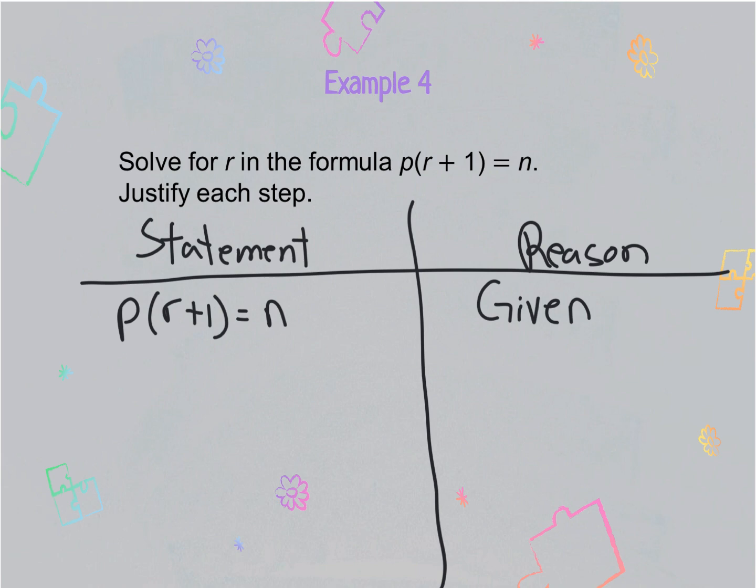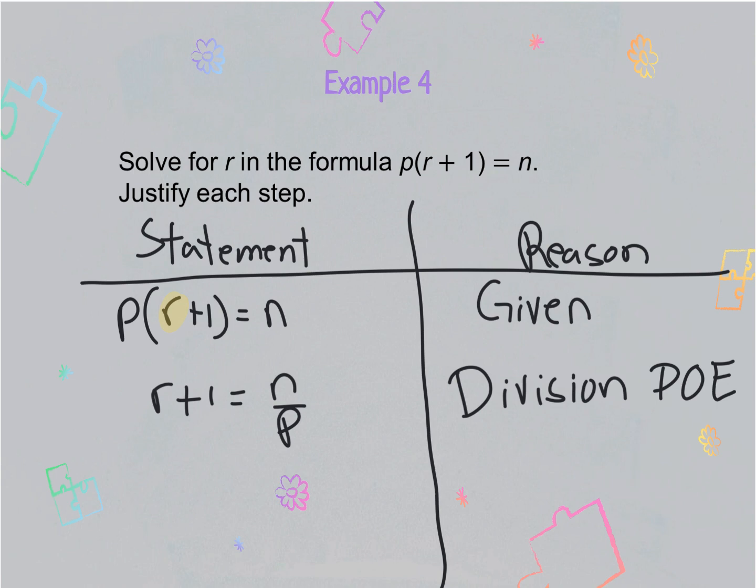Okay, so they're asking you to solve for r, which is, oh, I erased it, hold on. Just going to rewrite it. They want you to solve for r. Now, in order to solve for r, you guys have two options. You can either distribute or divide by p. I'm going to divide by p to make it easier. So when I divide both sides by p, I get r plus 1 equals n divided by p. Because I divided, that is the division property of equality.